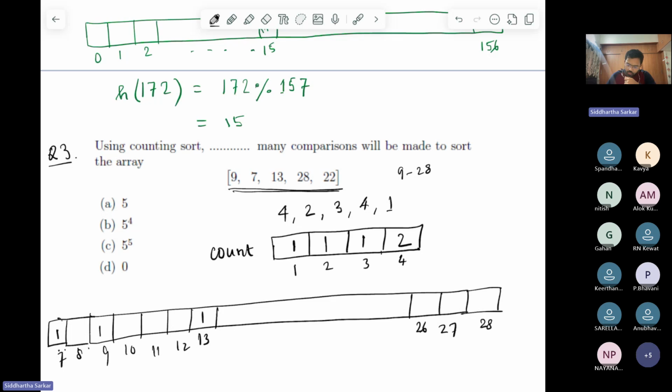Okay, so after 13, we're looking at 28. For 28, we are going to count 1. There is also a 22 somewhere, and there also I'm going to count 1. So the question of comparison doesn't arise. We just scan. No number is getting compared with anything.